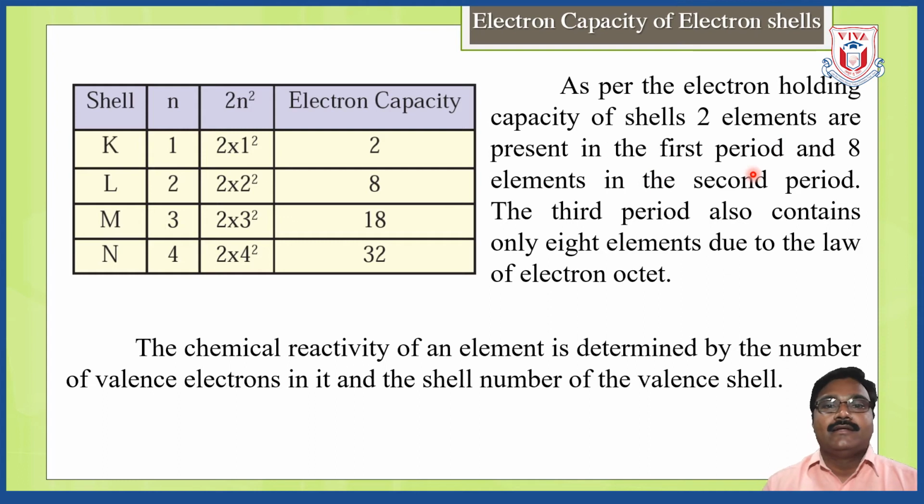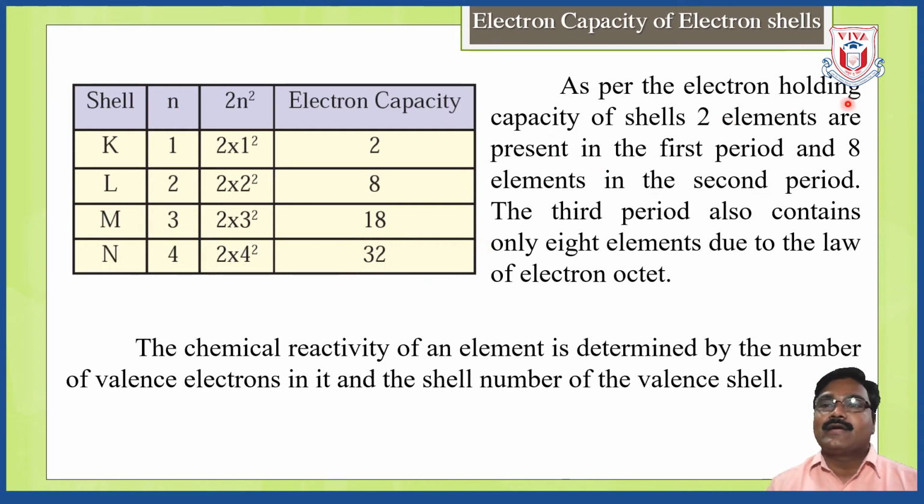Now to understand the electron capacity of electron shell, we have to use one formula. That formula we have learned in previous standards, 2n square, where n is number of shell, that means shell number. Here for K shell number is 1, for L shell number is 2, for M shell number is 3, and for N shell number is 4. And if we put the value of n in this formula, we will get electron capacity. Here we will find that electron capacity of first shell is 2, that of second shell is 8, and that of third shell is 18, and fourth shell has capacity 32.